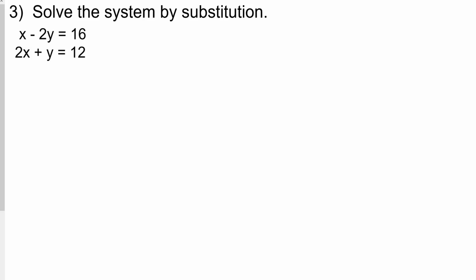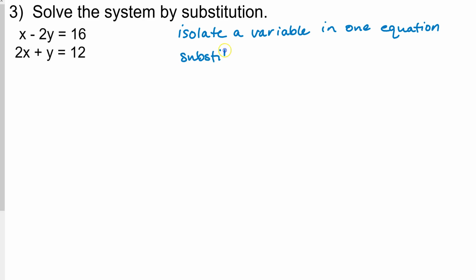Okay. Now we're taking the same system and we're solving it by substitution. So if you recall, to solve by substitution, you need to isolate a variable in one equation. And it's really up to you which variable you isolate. You have a lot of choices. You're probably going to choose the easiest way, and then substitute into the other equation.